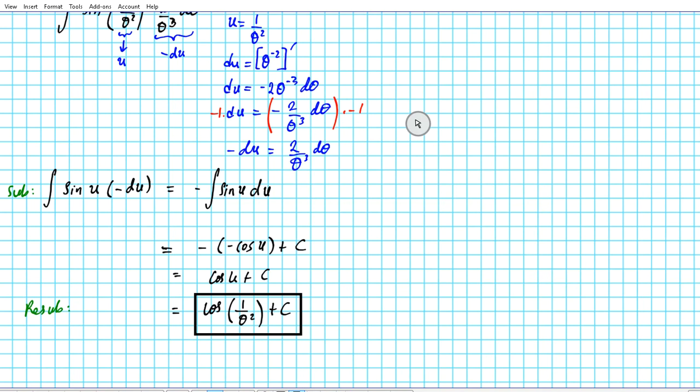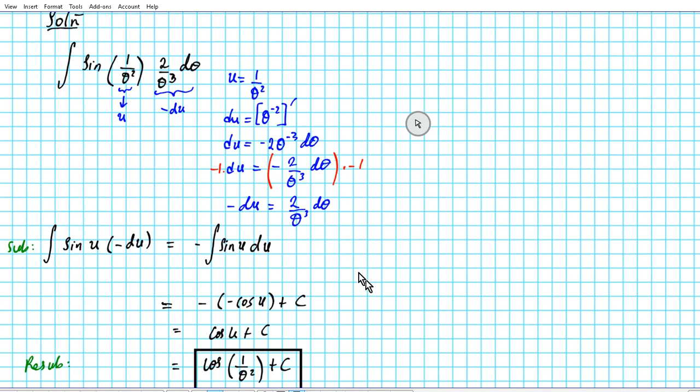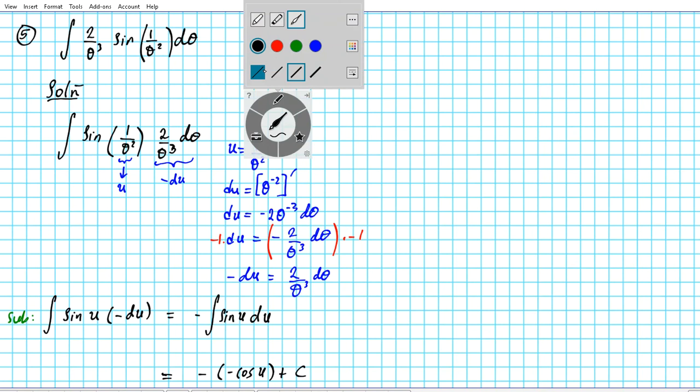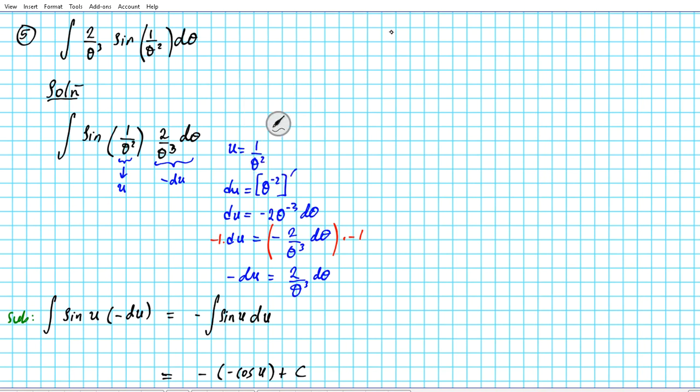Okay, one more problem before we take a look at the practice problems that you're going to try out to show to yourself that you've mastered the process of using u substitution to evaluate indefinite integrals of trigonometric functions. Number 6, what if we want to evaluate the integral of 3x to the 5th cosine x to the 6th dx?